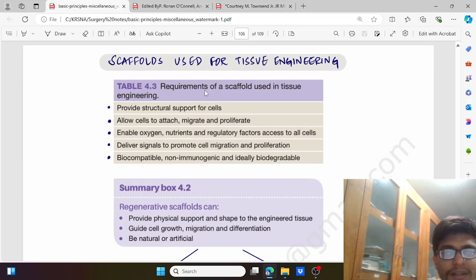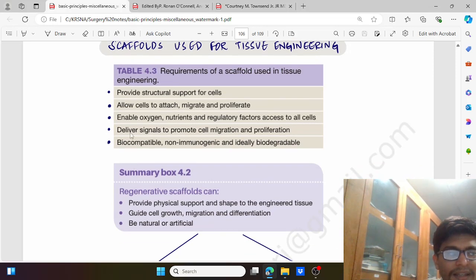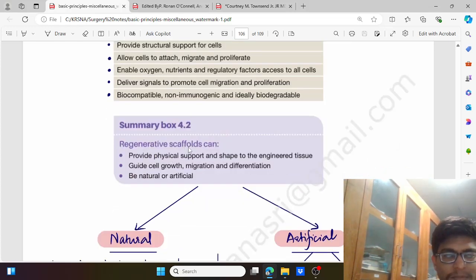So scaffolds are the structural support for cells. The cells which are going to be dividing, the scaffold allows cells to attach, migrate and proliferate. So these will be supporting them and help enable oxygen, nutrients and regulatory factors to access all the cells, and deliver signals to promote cell migration and proliferation. These are biocompatible, non-immunogenic and also biodegradable. Summarizing the points: they provide the support and shape for the engineered tissue, and guide cell growth, migration and differentiation.